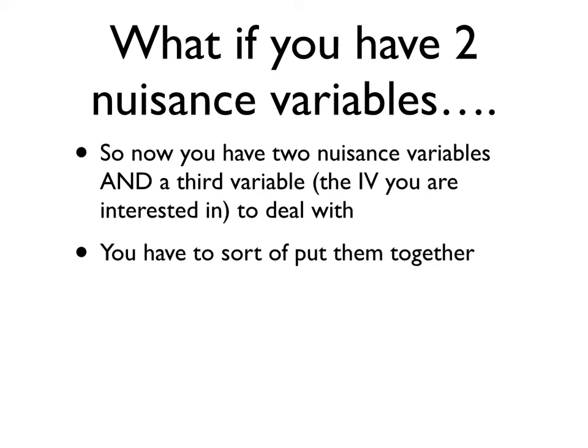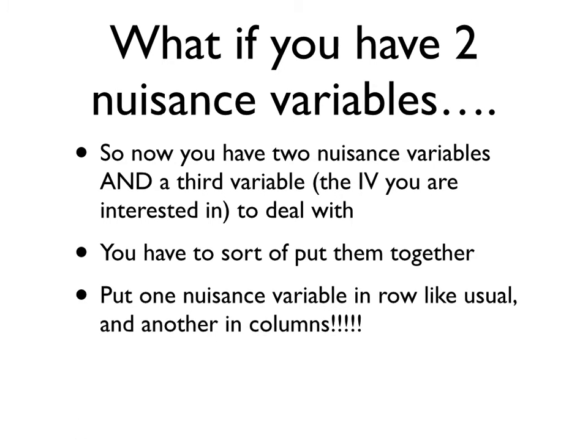So you sort of put the two nuisance variables together. You put one nuisance variable in rows, like usual. We always have the rows of the nuisance variable and the levels of the independent variable. We're going to put the other one in columns.